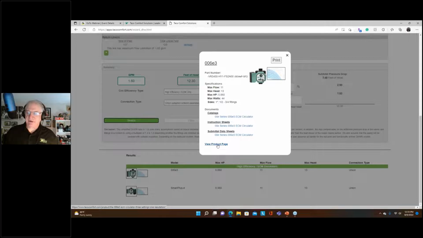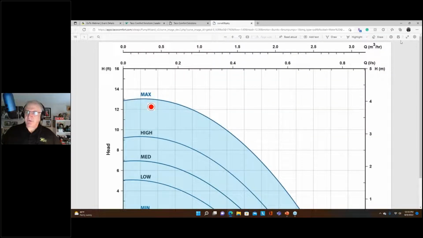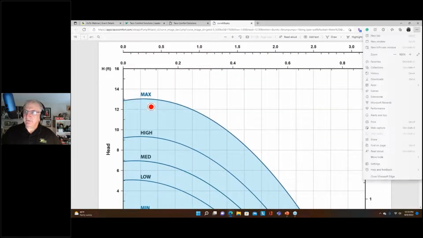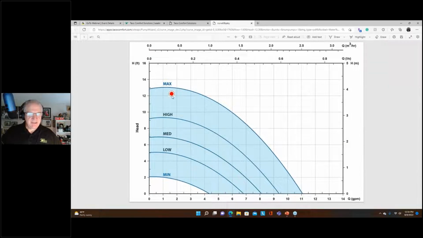I can go click here and go right to the product page on the website. But this is the important part right here. If I click on this, it's going to give me the pump performance curve. Let me just shrink it a little bit so you can see it all. There you go. And it says right here, this is my operating point: 1.6 GPM at a little over 12 feet of head.